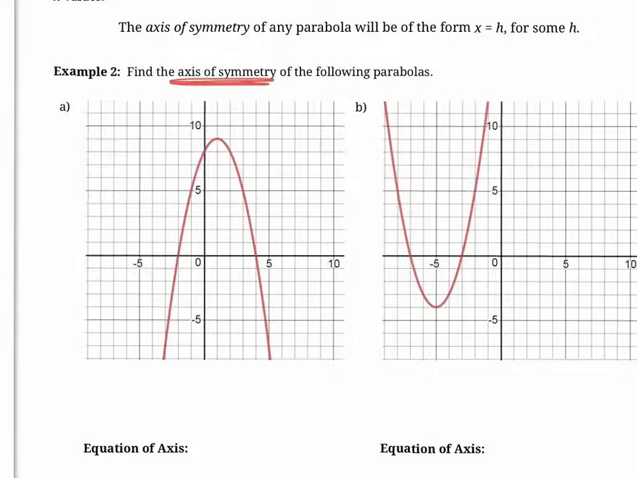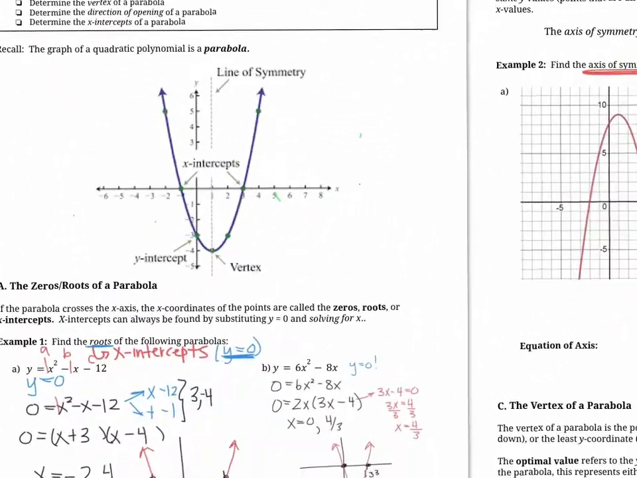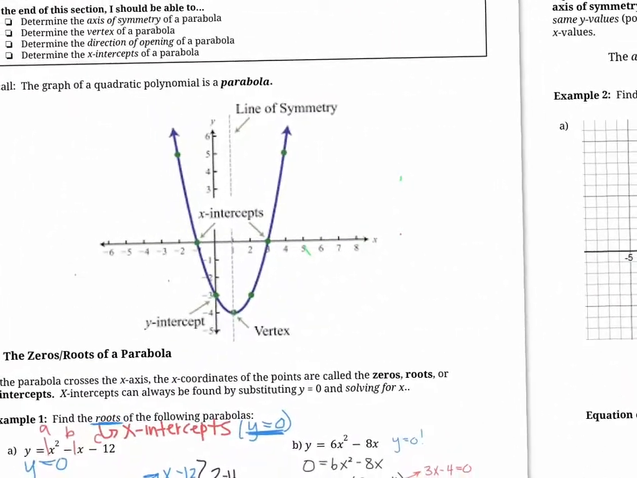So the axis of symmetry is just the vertical line that runs through the parabola that cuts it in half perfectly. We can see, if we go to our original picture right here, the axis of symmetry runs just through the middle of the parabola, cutting it in half exactly. The axis of symmetry is really important because the vertex is on it.